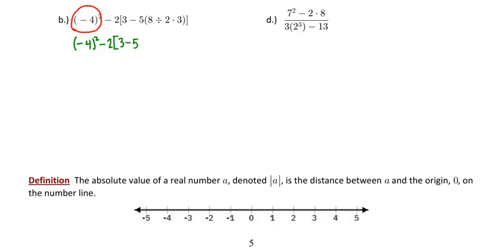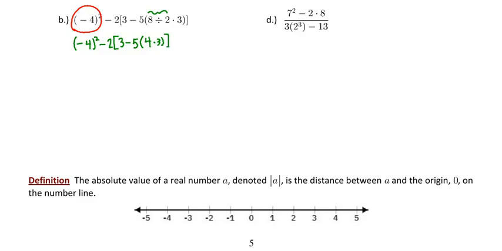So I'm not making any changes until I get to the innermost set of grouping symbols. Inside those parentheses, we have to follow the order of operations. We have division and multiplication, but we're going to work those from left to right. So I'm going to begin by executing 8 divided by 2, which gives me 4.